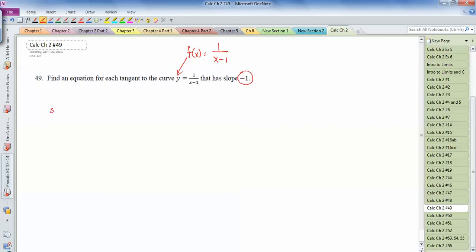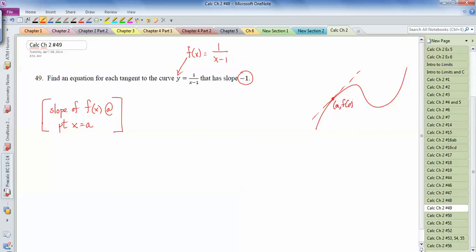So remember, we have slope of a function f of x at a point x equals a. Actually, I'm going to draw a general function, not specifically 1 over x minus 1, but let's say this is your function. Then the slope at this general point right here, this would be like a, f of a. We pick a point near it.